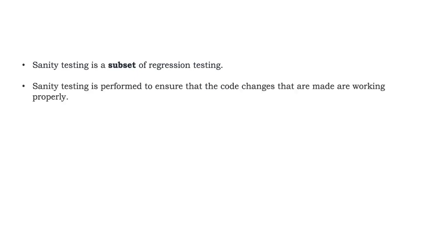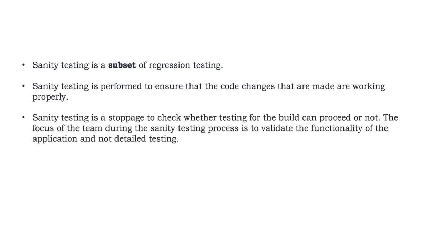Sanity testing is performed to ensure that the code changes that are made are working properly. Sanity testing is a stoppage to check whether testing for the build can proceed or not. The focus of the team during the sanity testing process is to validate the functionality of the application and not detailed testing. Basically, if there is any bug fix, let's see the next point. Sanity testing is performed on a build which contains bug fixes.